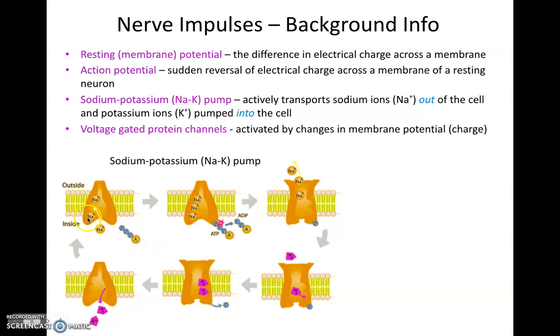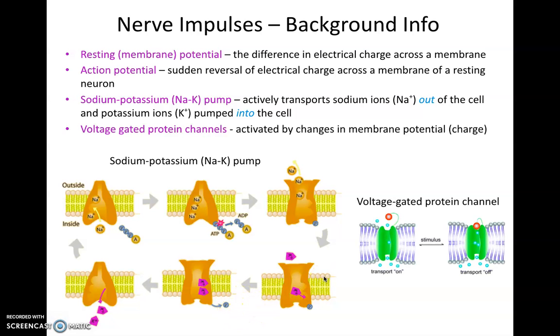So we have those 3 sodium ions. We have ATP. We use that energy to pump the sodium out of the cell. And then at the same time, we have the 2 potassium ions being pumped into the cell.